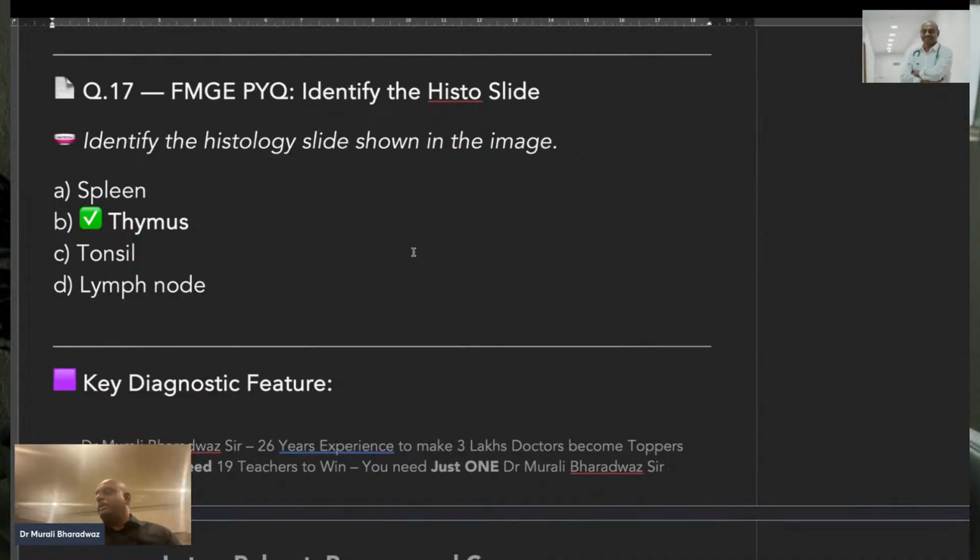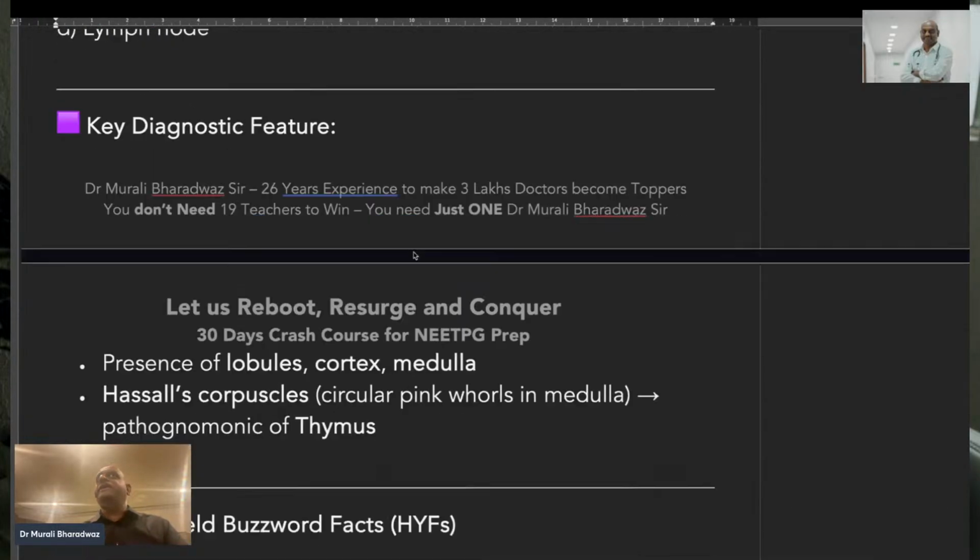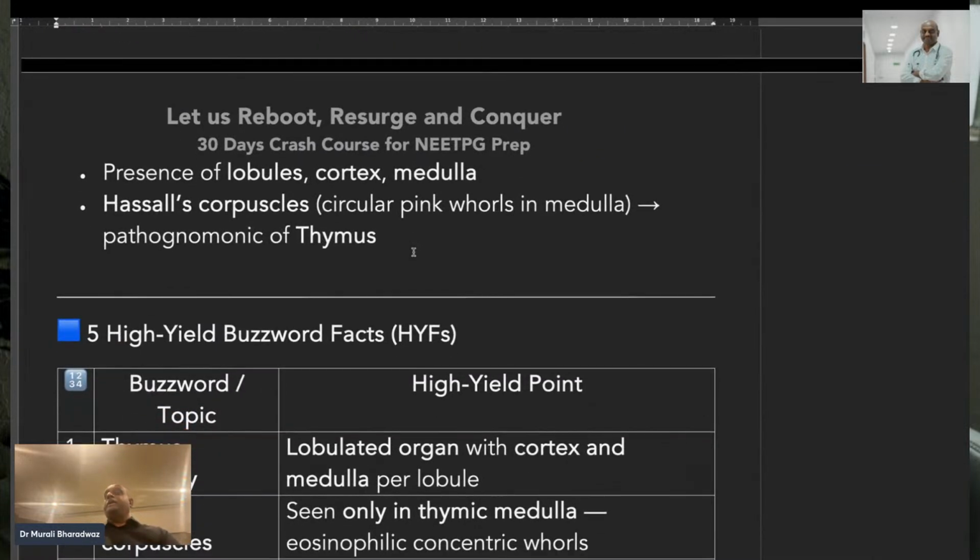Thymus is one, write it down; spleen, thymus, tonsil, lymph node. Know 3 to 4 points on their histological specialties. Stay with the tips, definitely one question will come. Presence of lobules, cortex, medulla, Hassall's corpuscles are pathognomonic of thymus. What is a Hassall's corpuscle? A circular pink whorl present in the medulla is called Hassall's corpuscle.